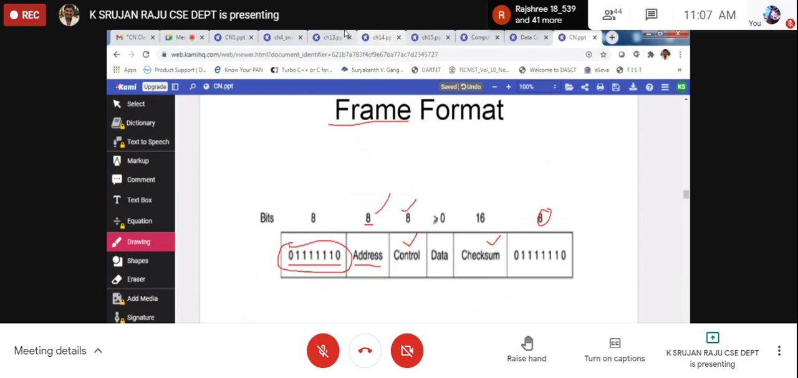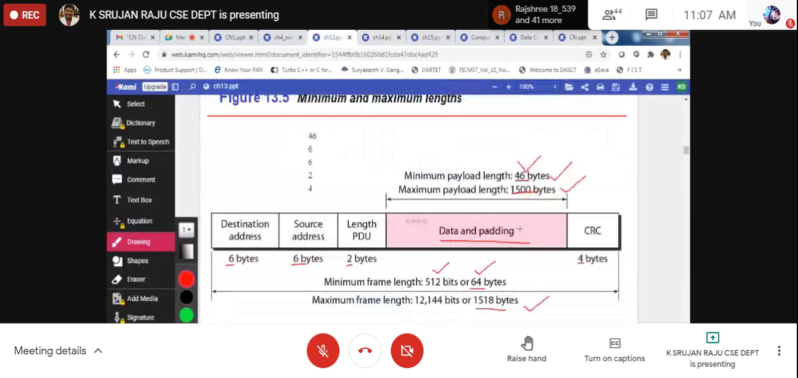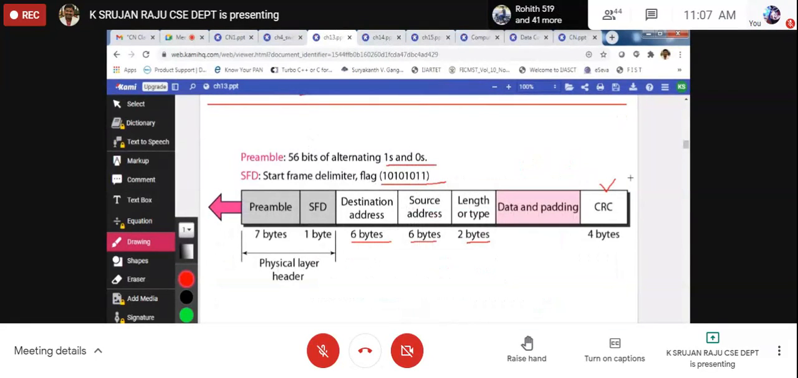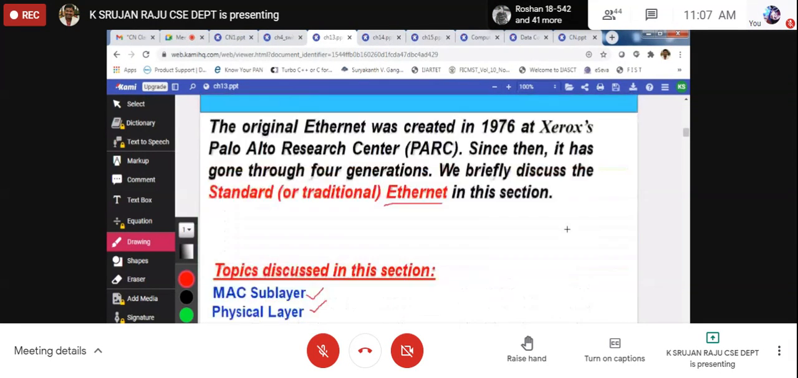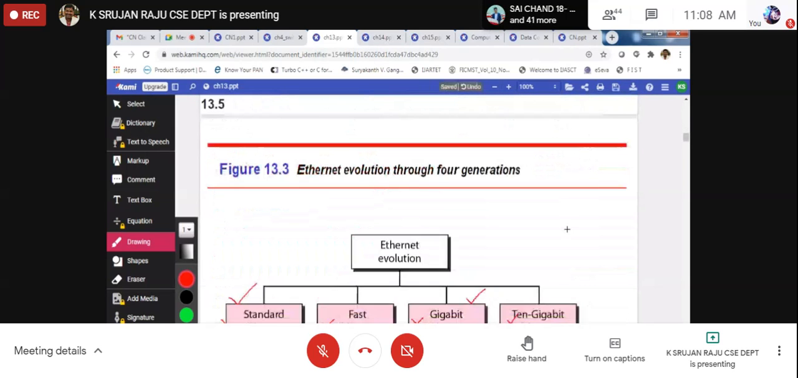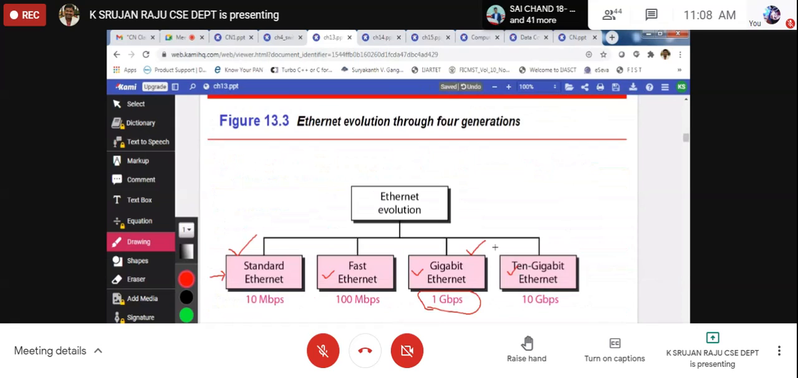But ultimately, now here if you can have a look at how this particular standard Ethernet frame format is going to happen. The Ethernet has evolved in 4 versions, or 4 generations. The initial one is named standard Ethernet, the next one is fast Ethernet, then gigabit Ethernet, then 10 gigabit Ethernet.